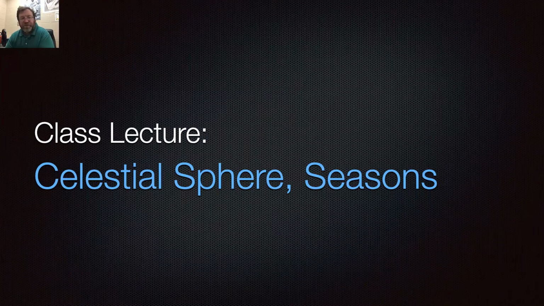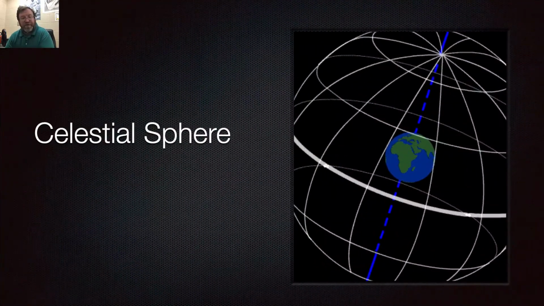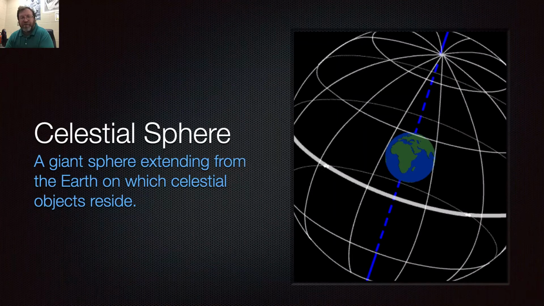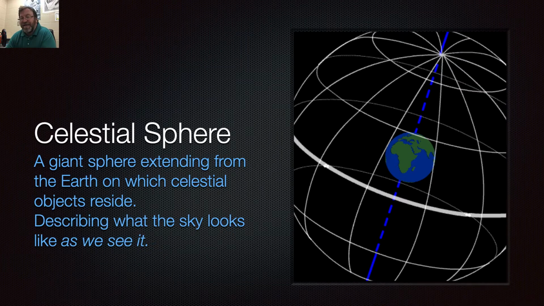Last lecture of this unit is on the celestial sphere and the seasons. The celestial sphere is not a real object. It's a way of thinking about how the sky is in relation to the way that we see it. So the best way to think about the celestial sphere is that there's an Earth, and outside of it is this grid system for measuring and identifying where things are.